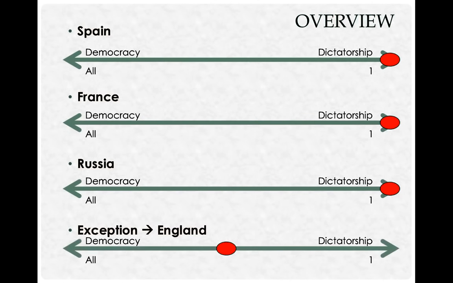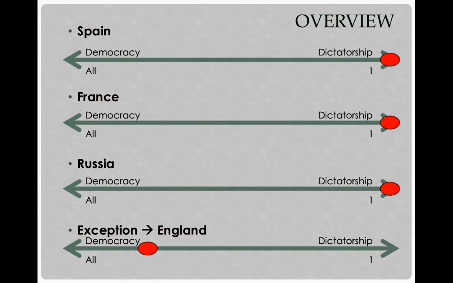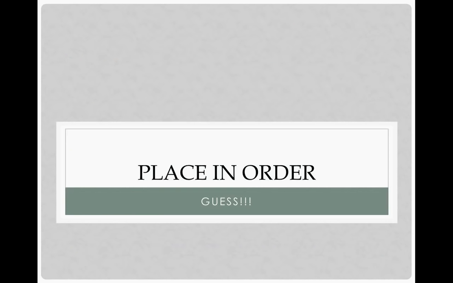Now, the one exception is England. During this time period, through a pretty complex series of events, England moves from an absolutist system, think Henry VIII, really closer towards a democracy. Now, do they get all the way there? No. But they make a lot of progress in this century from 1588 to 1688.